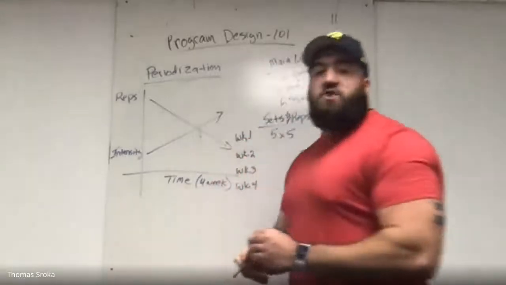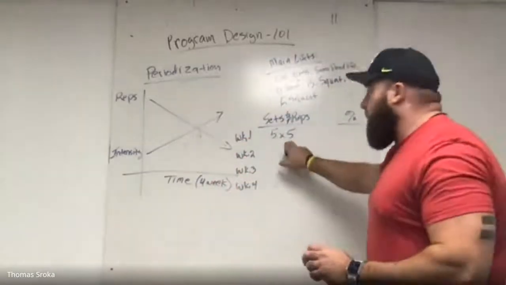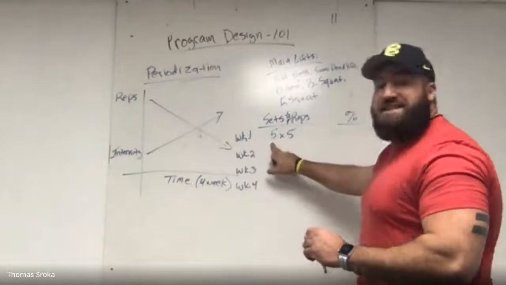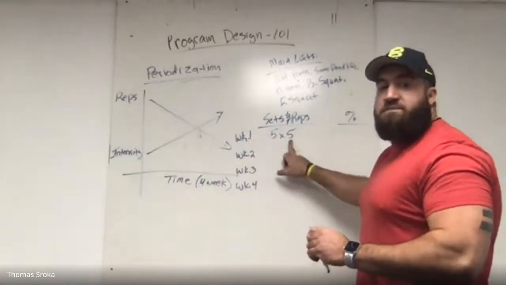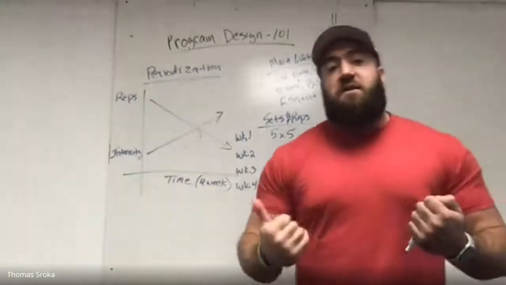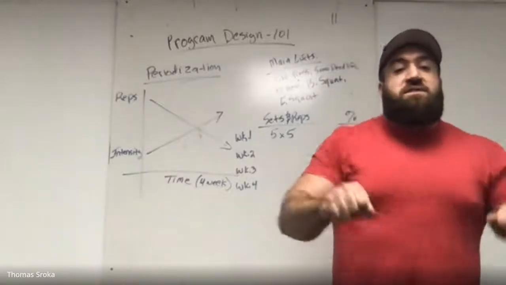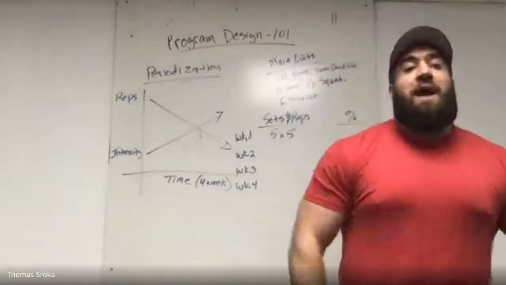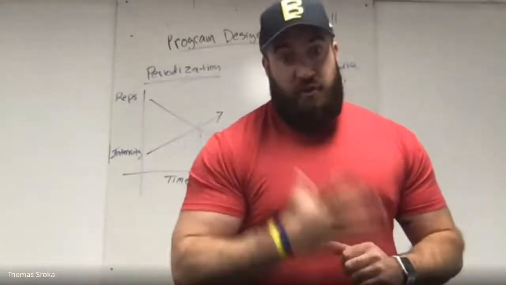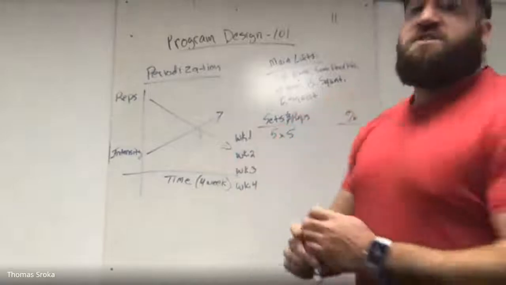So when you are writing a training program, this is how I want it written out. This is always sets. This is always reps. If I were doing bench press, I take the bar off the rack and I do 5 bench presses. Then I put the bar back in the rack. That is one set. You have 5 of those.